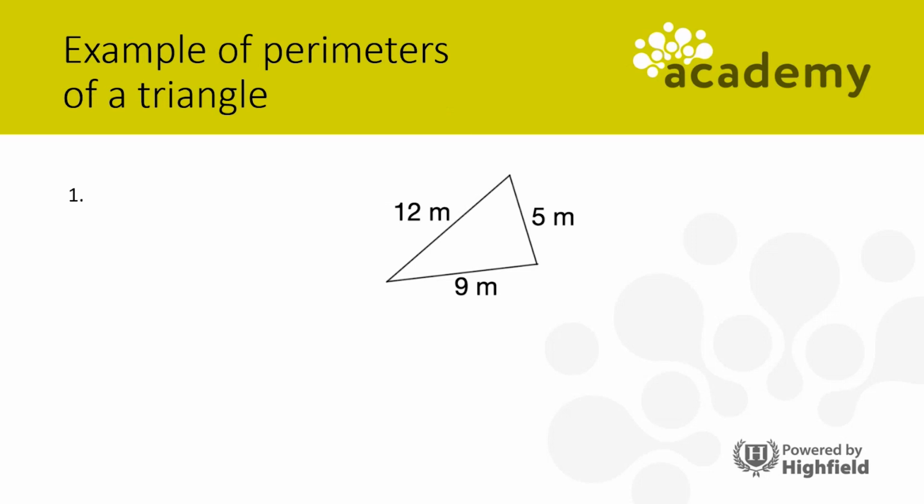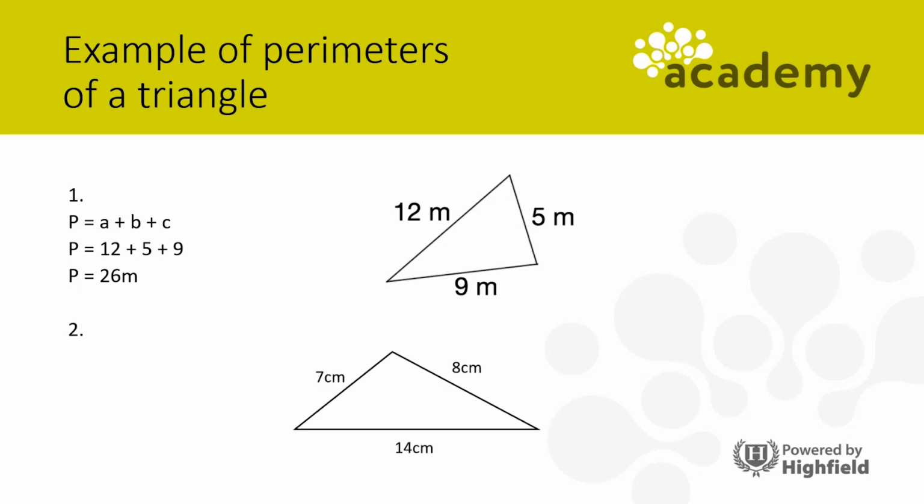So here's an example of a triangle. So P equals A plus B plus C. In this instance, it would be 12 plus 5 plus 9. And that's 26 meters. The second example, it's the same equation. And in this case, it's 14 plus 7 plus 8 to get our perimeter. And in this instance, it's 29 centimeters.